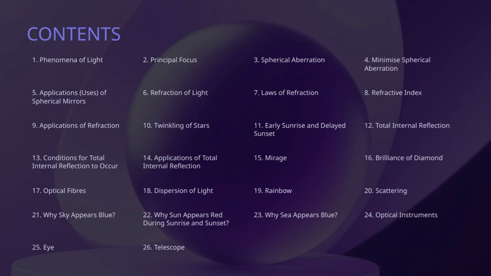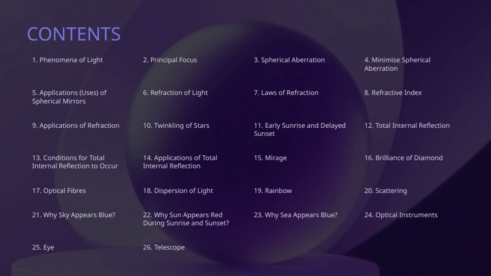Total internal reflection is a fascinating phenomenon where light is completely reflected inside a medium, and understanding the conditions for this to occur helps us develop technologies like optical fibers. Speaking of optical fibers, they rely on total internal reflection to transmit light signals over long distances with minimal loss, which is vital for modern communications. These fibers are a prime example of how we apply optical principles in everyday life.